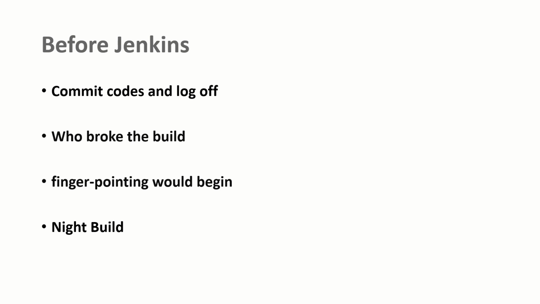So what is happening? Let's say today you did some changes, you commit your code, and then you log off. And the build is happening at 5 a.m. in the morning. Then let's say because of some error, the build has broken, and nobody knows whose commit made the build break. So then the finger pointing would begin in the team. So this was the scenario before Jenkins, but Jenkins solves this scenario. That is why we are using Jenkins. How is it solving? Because of the CI/CD pipeline.